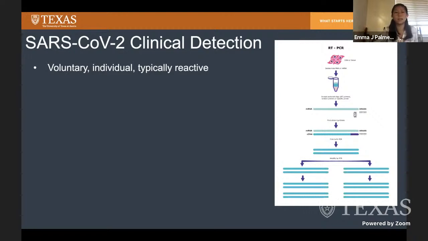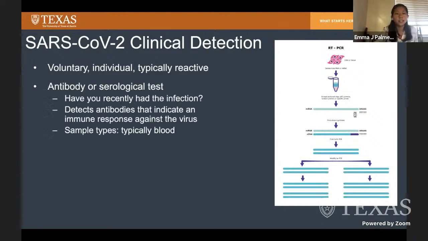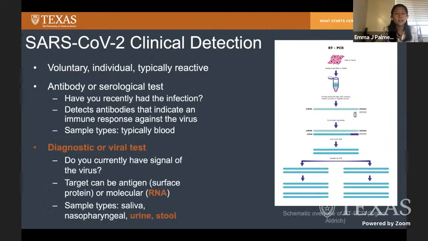And these tests come in 2 major classes. The first is an antibody or serological test. And we won't talk too much about this because this just tells you, have you recently had the infection? It doesn't tell you if you have an active case of the virus. And this test works by detecting antibodies that indicate that your body has had an immune response against the virus.